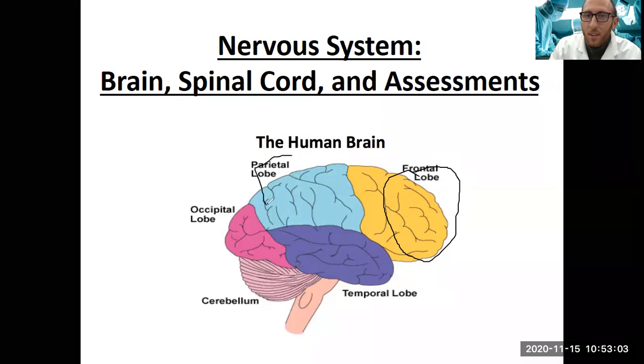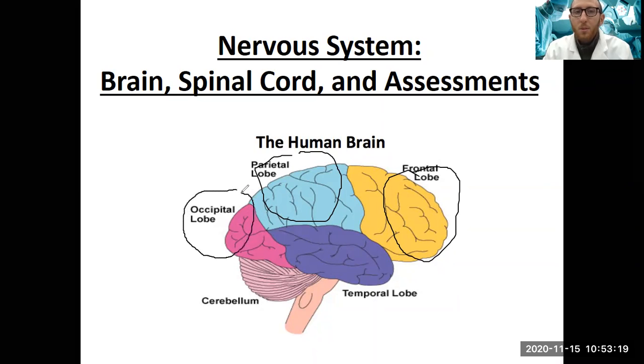Next up is the parietal lobe. This is not so much movement, but sensation, feeling, and understanding what your body is receiving from the external environment. Now, the occipital lobe kind of sounds like orbital. That's your eye, that's vision. So the occipital lobe deals with visual processing.